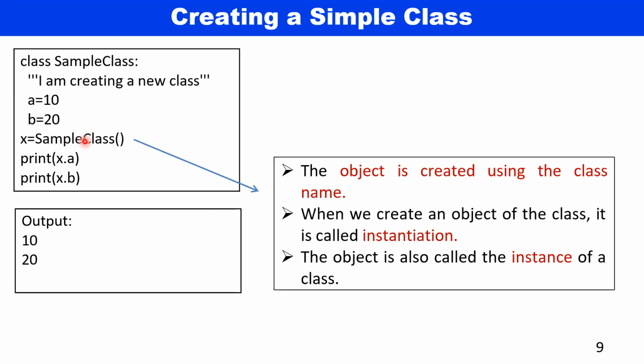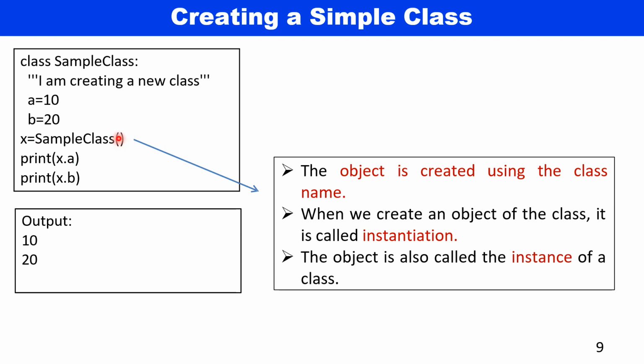Now, in this example, no matter how many objects you create, you can have only the values for a and b as 10 and 20, because you are defining the attributes within the class itself. That means you are not allowing any parameters to be passed whenever you are creating an object.